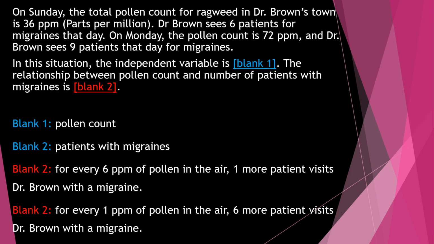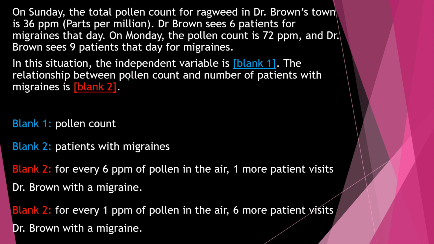Next question. On Sunday, the total pollen count for ragweed in Dr. Brown's town is 36 ppm, which stands for parts per million. Dr. Brown sees 6 patients for migraines that day. On Monday, the pollen count is 72 ppm, and Dr. Brown sees 9 patients that day for migraines. In this situation, the independent variable is blank. The relationship between pollen count and the number of patients with migraines is blank. All right, so let's focus on blank 1 first.